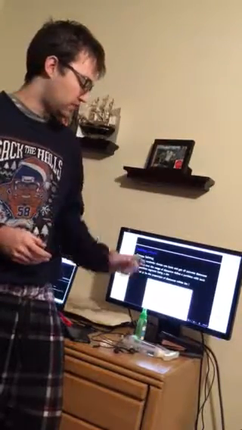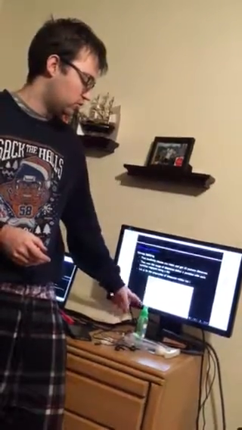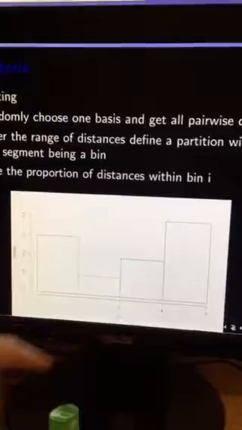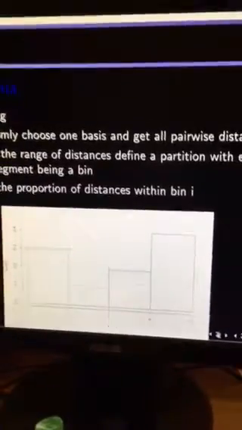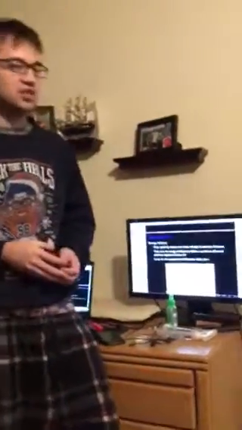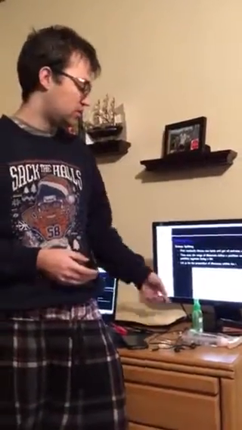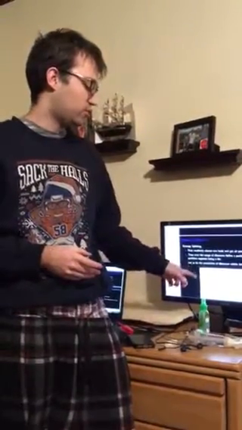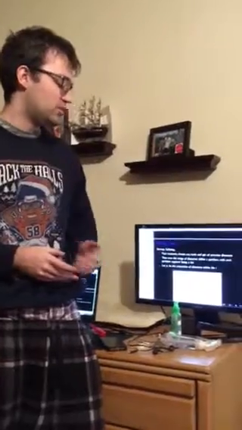So for instance, if you have a distance between 1 and 2, then it goes in this bin. If you have a distance between 2 and 3, it goes in this bin, and so on and so forth. And then we're going to define p sub i as the proportion of the distances in bin i. So for instance, in our graph here, we have a 0.3 proportion in bin 1, so p sub 1 is going to be 0.3.